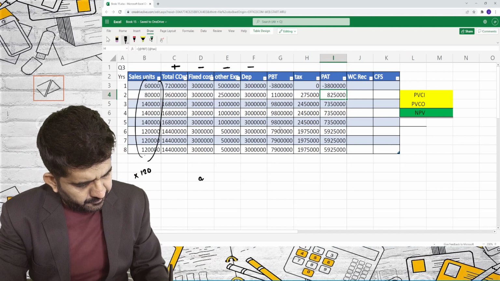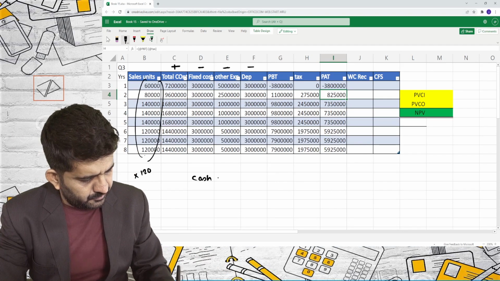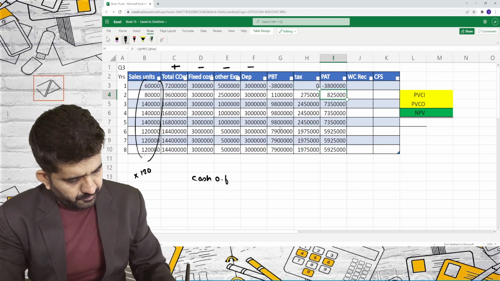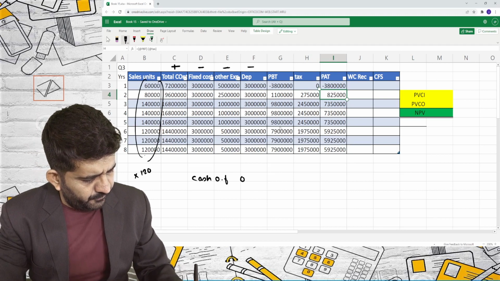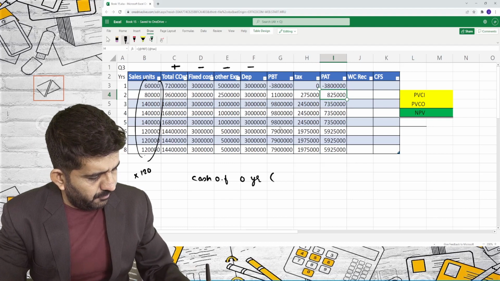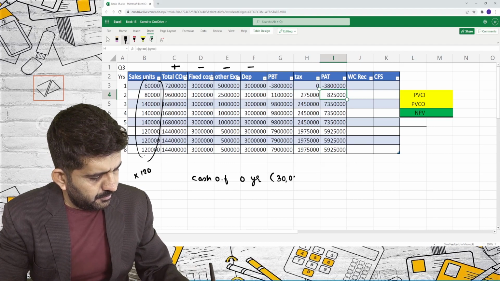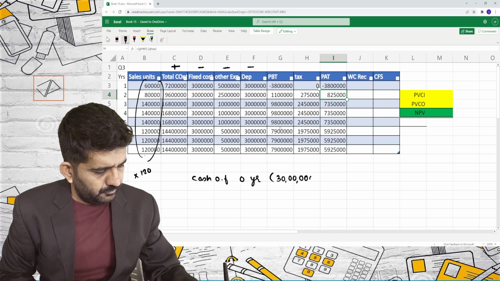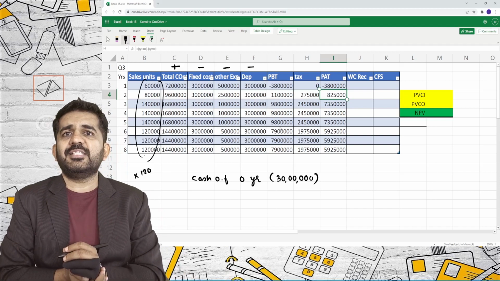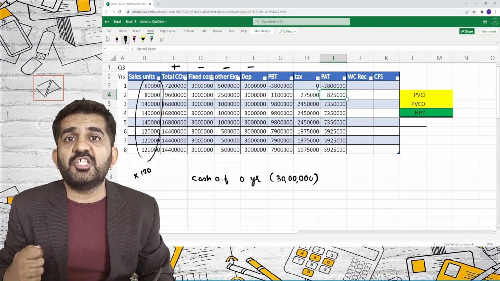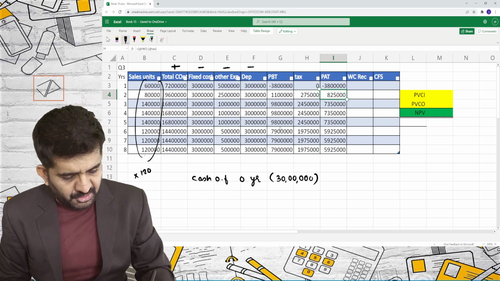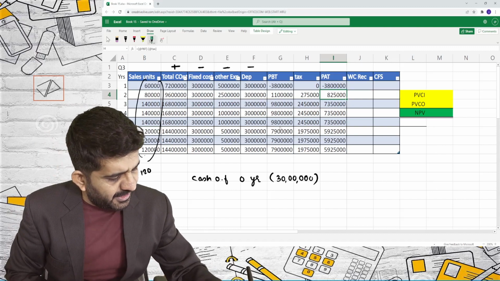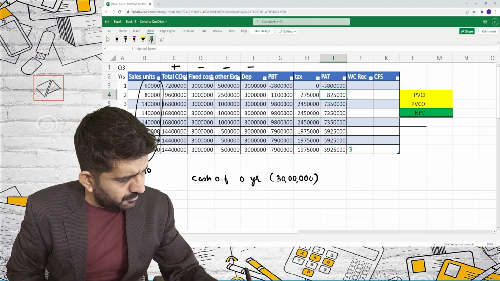It is cash outflow at the end of 0 year, which will be 30 lakhs. It will be cash inflow at the end of 8th year. So at the end of 8th year, there will be cash inflow, and how much will the cash inflow be? 30 lakhs positive.